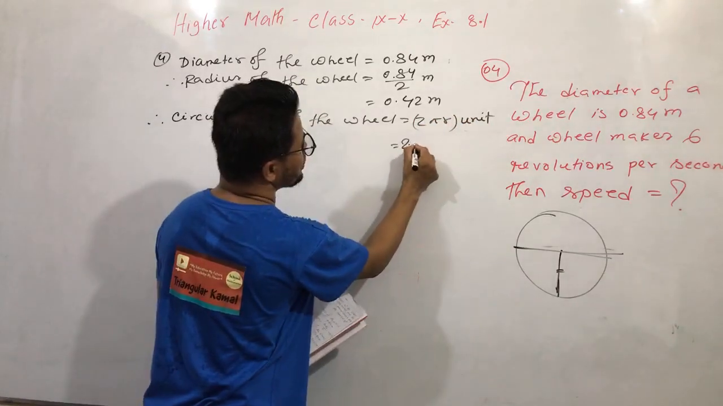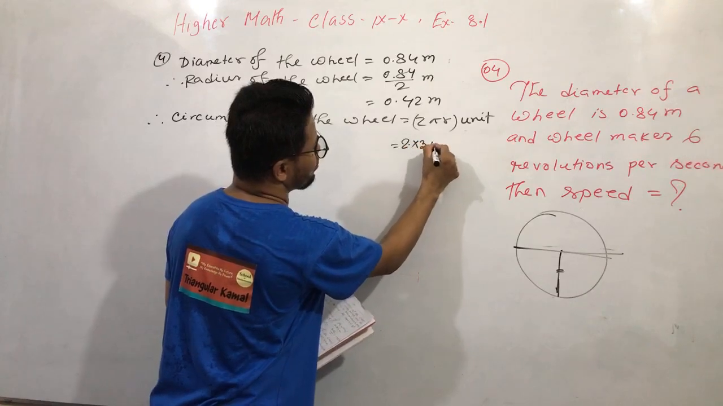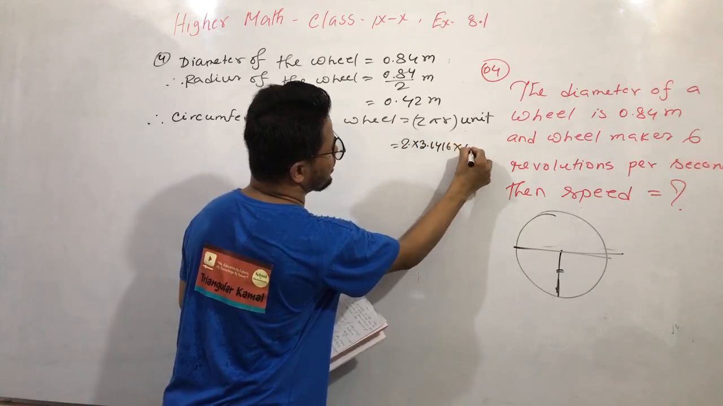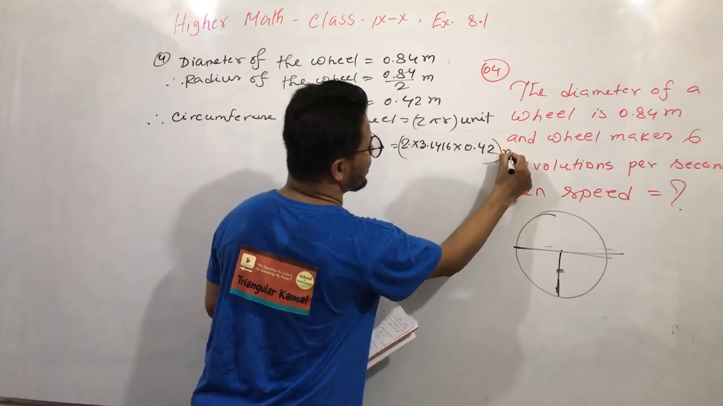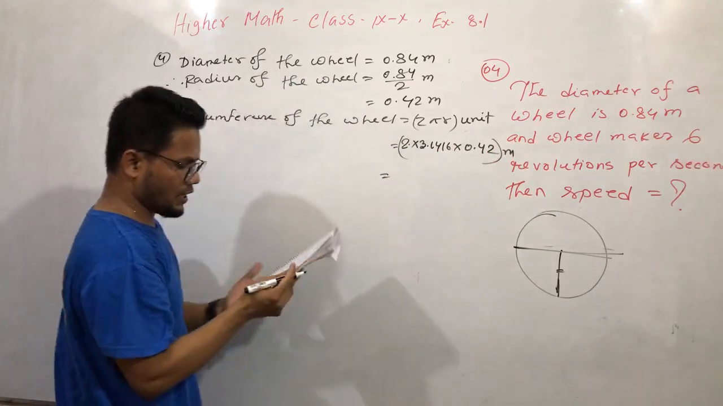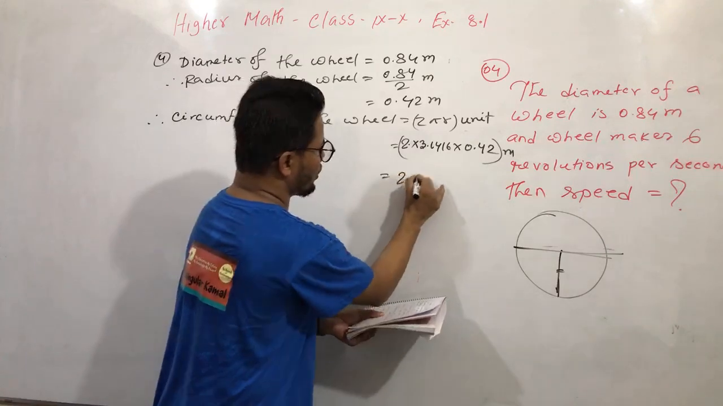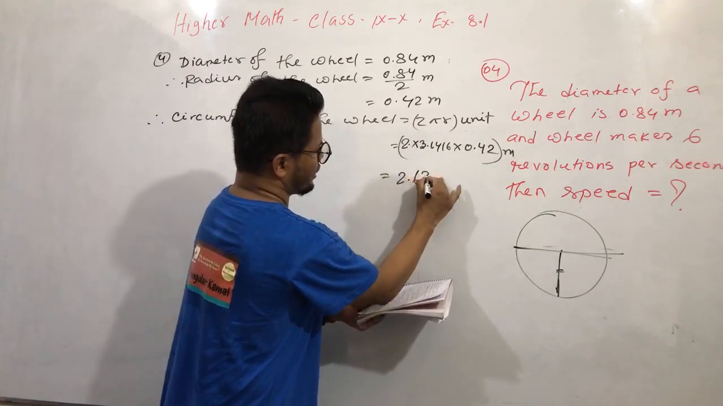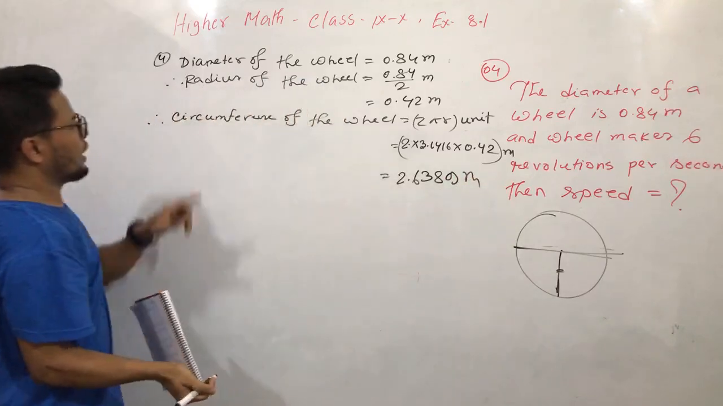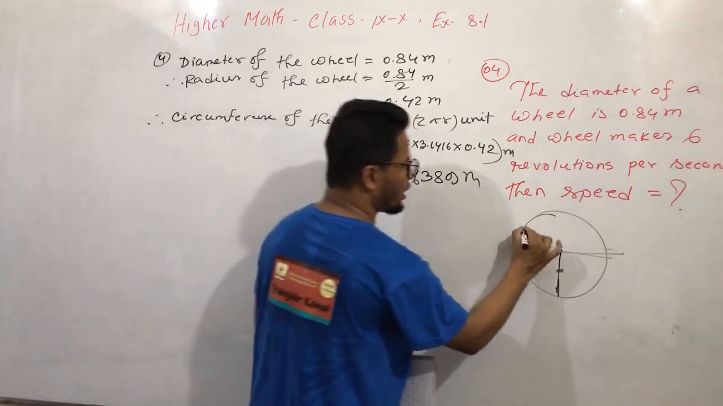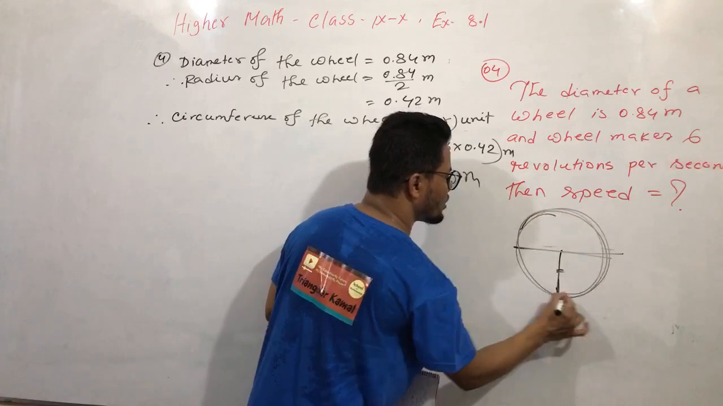Now 2 multiplied by 3.1416 multiplied by 0.42, and this one is now in meters, and the final answer will be 2.6389 meters. And this is the total circumference for one revolution.